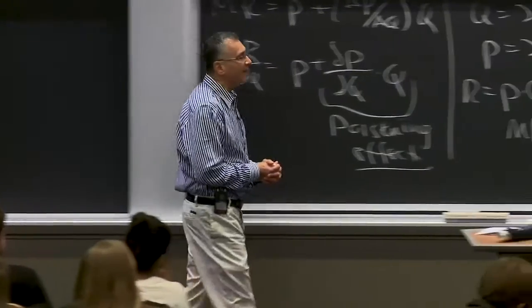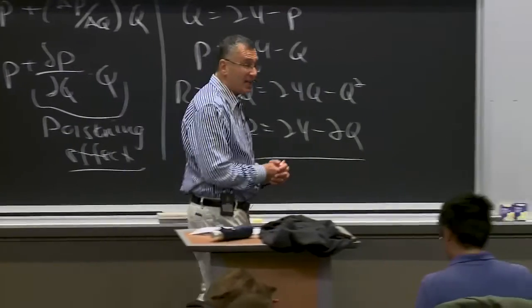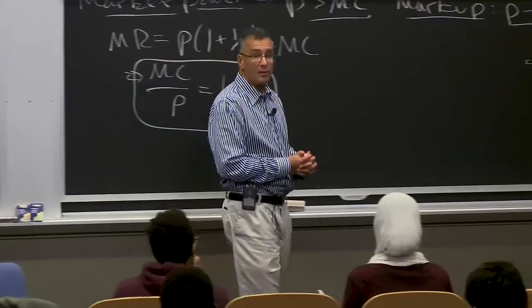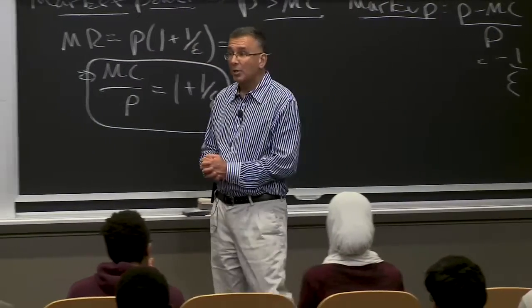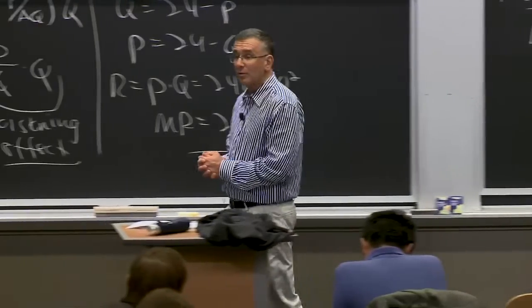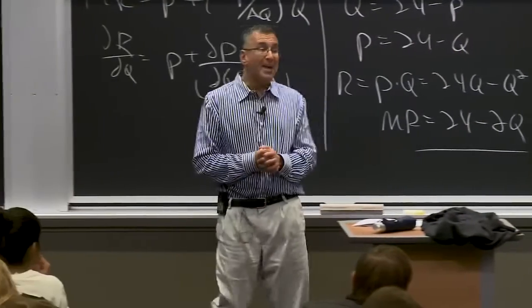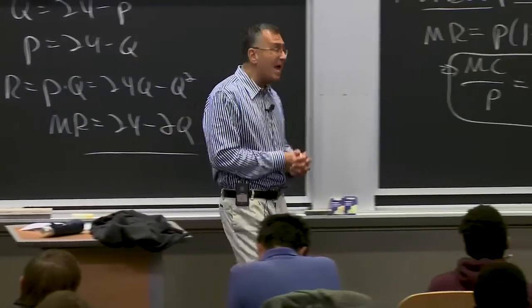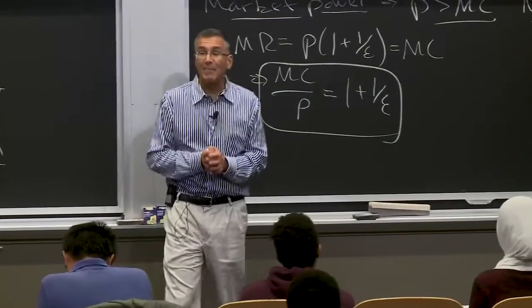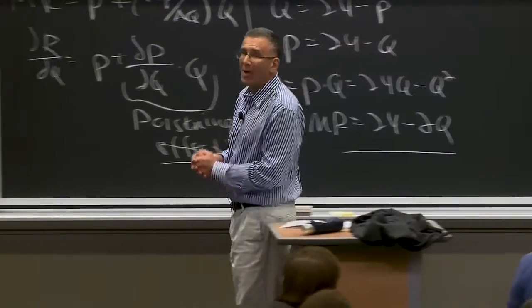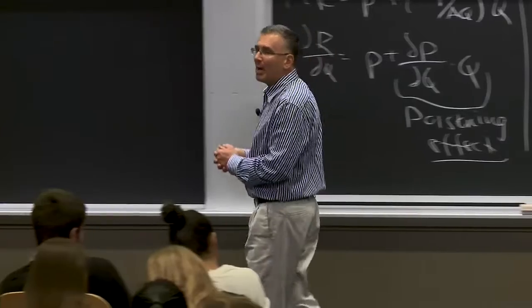So if the elasticity of demand is negative infinity, that is a perfectly competitive market, then the markup is what? 0. Just like a competitive firm. Competitive firms have to charge marginal cost. But as demand gets more inelastic, the monopolist gains power to mark up the price and make money. And this answers our question of why monopolists aren't infinitely powerful.